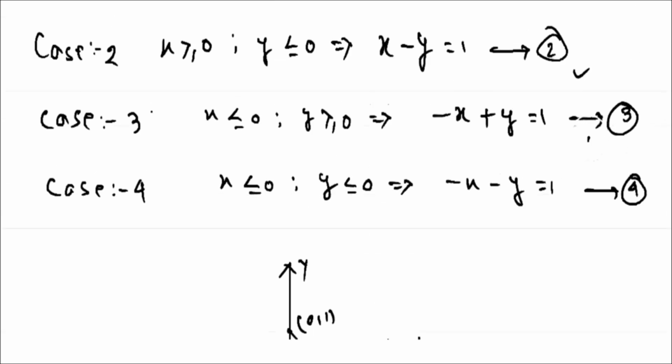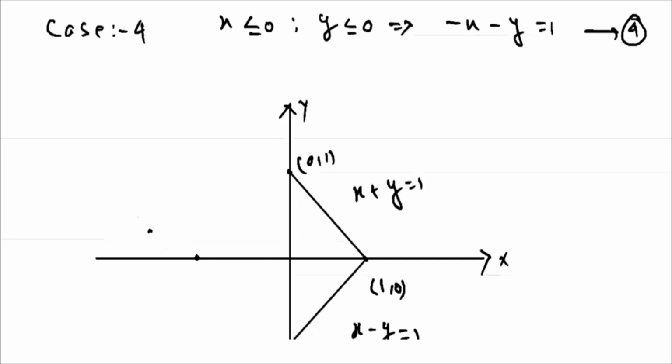Also we draw the third line, that's minus x plus y equals to 1. That line cuts the negative x-axis at a distance 1 and the positive y-axis at a distance 1. So this is minus 1, 0, and this is 0, 1. If we join these 2 points, then we get the line. So the line is minus x plus y equals to 1.